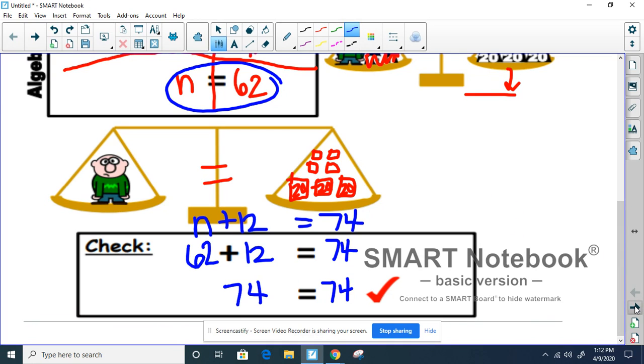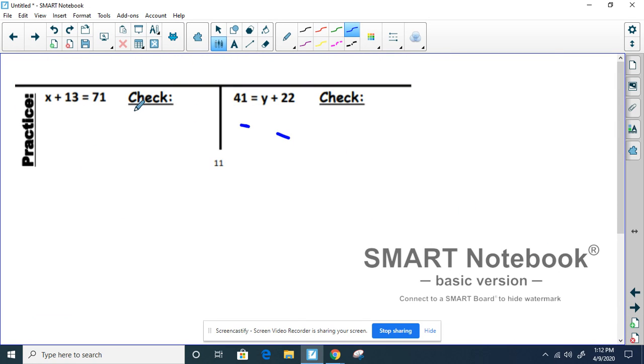So this is what it looks like without Ned. What we're going to do is take our original equation here, which is x plus 13 equals 71, and we want to get x by itself. So x is our variable here, so we want to isolate it. We want to get it alone.